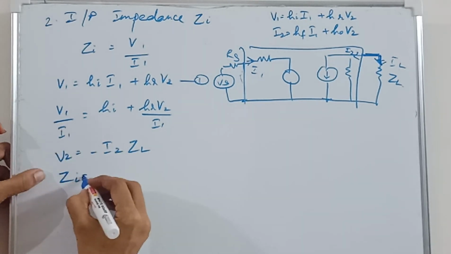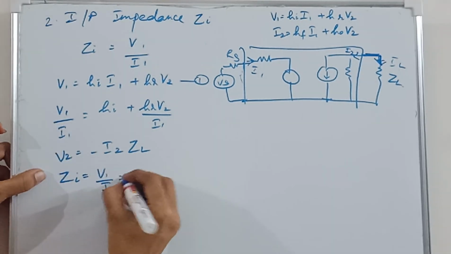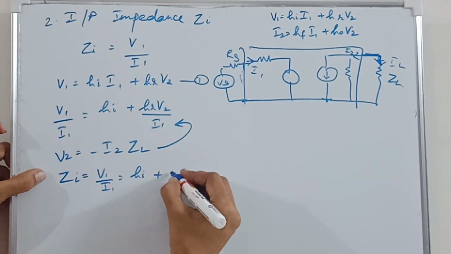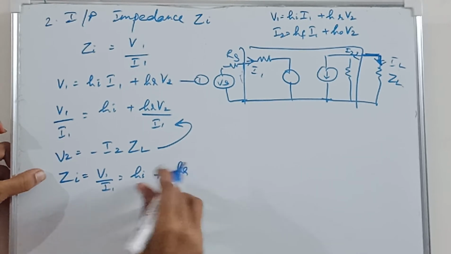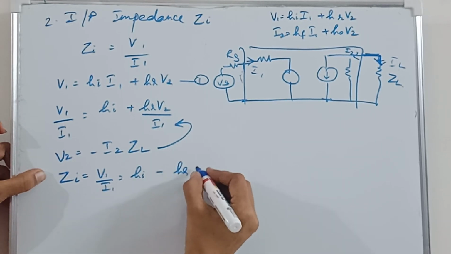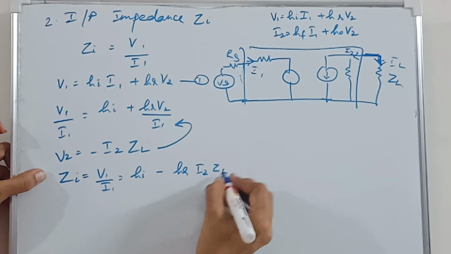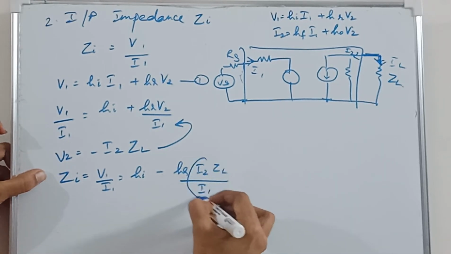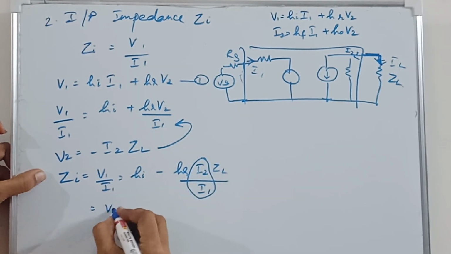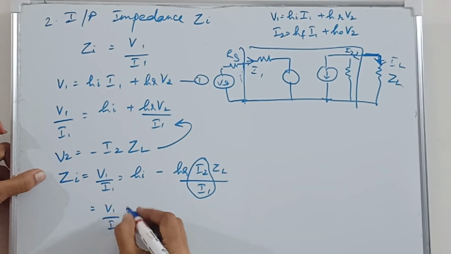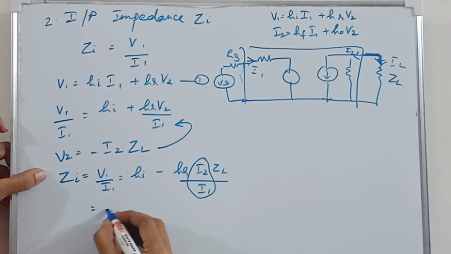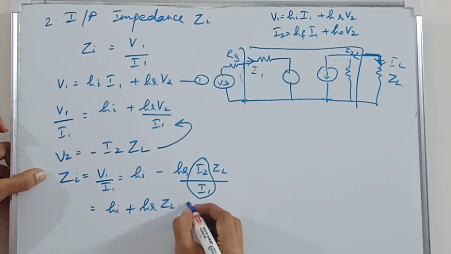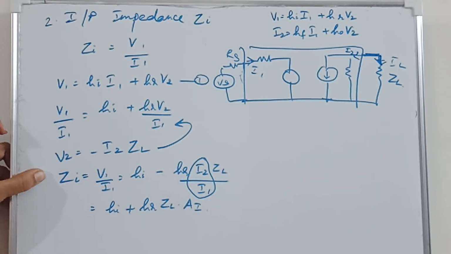So Zi will be, substituting for V2 in this equation, Hi minus Hr into I2 into ZL by I1. I2 by I1 is current gain. So Zi will be Hi plus Hr ZL into AI.